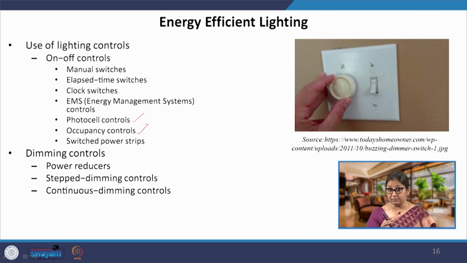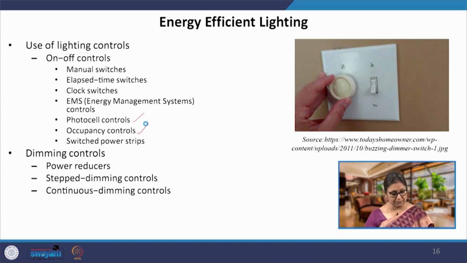Then we can also have dimming controls. For example, as the day passes and the evening approaches, the outdoor light reduces, but we do not need to turn on all the lights. So, there could be these dimming controls, where the intensity of the light from the fixture can be controlled. It can be done automatically through a photosensor. We can have programs for that, which we will come to in the last slide, or we can have just manual control, just like we have for fans.